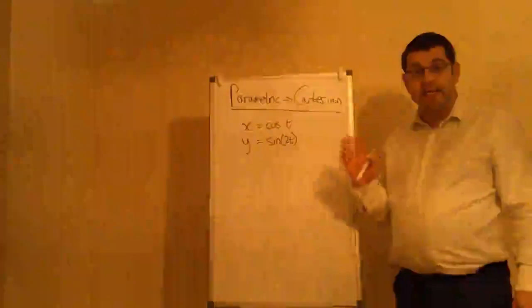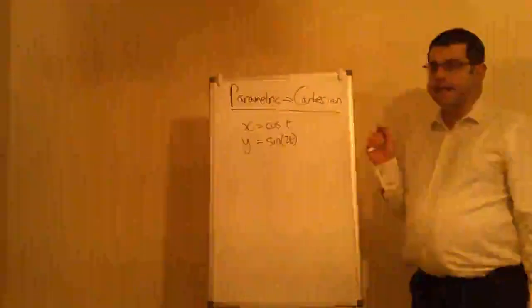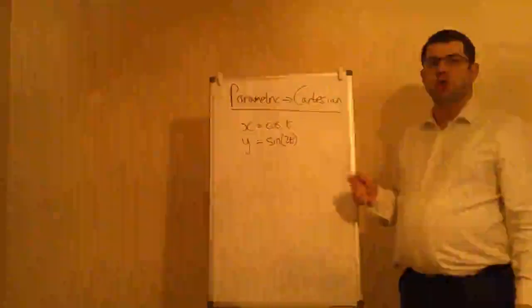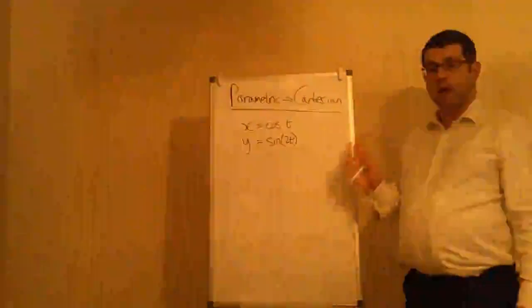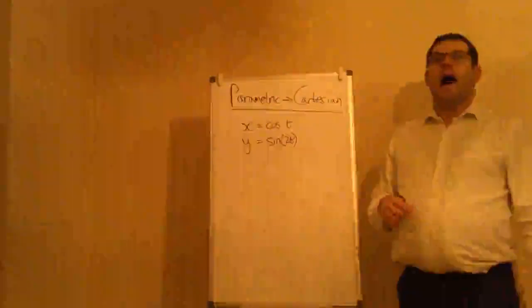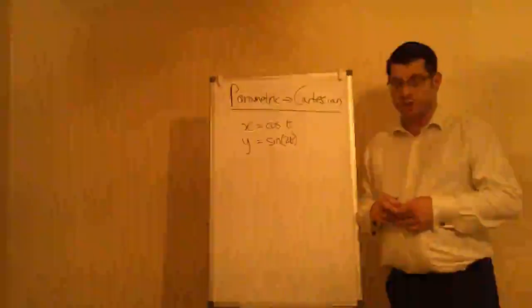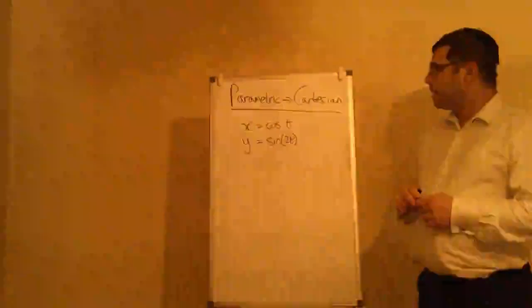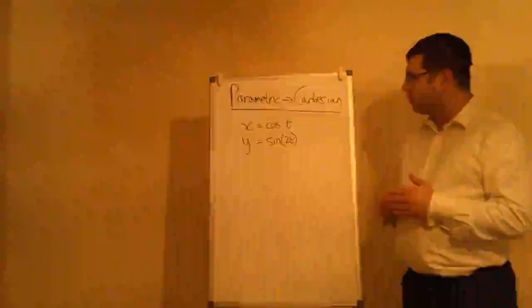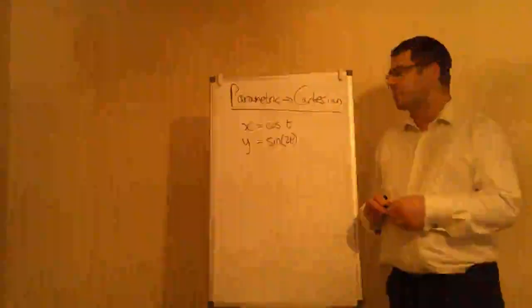Okay, so this example is a little trickier. There's a little bit more to do than the previous examples. So I'd like you to give it a go. Pause the video and see if you can get a Cartesian equation for these parametric equations, and perhaps you'll realise as you go through why it's a little bit more to do than the previous examples.